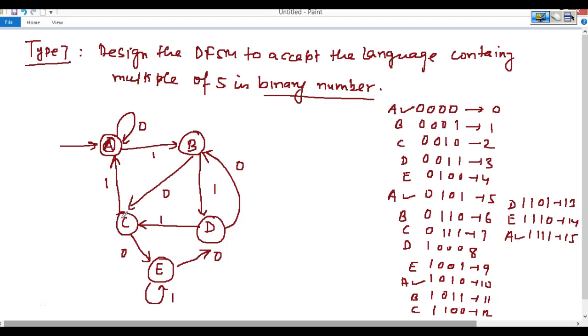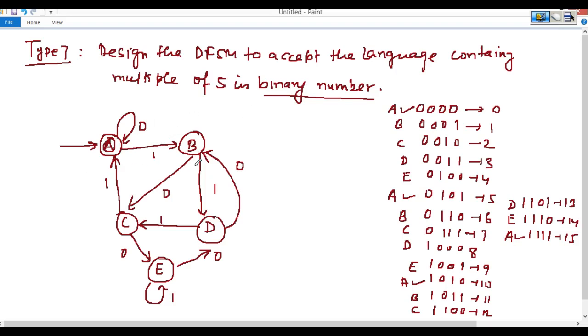On 1 0 1 and 1, it goes to B. Similarly 1 1 0 0: on 1 1 0 and 0 it goes to C. So this is the DFA for multiples of 5.